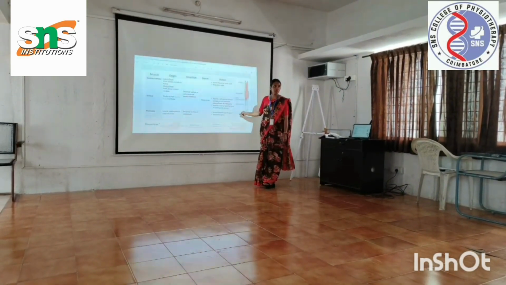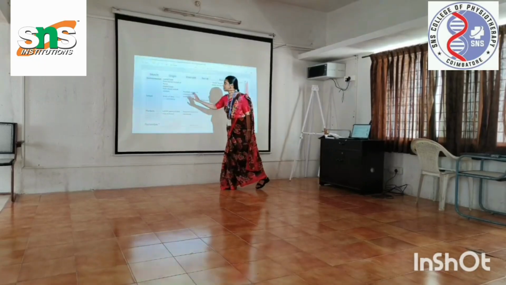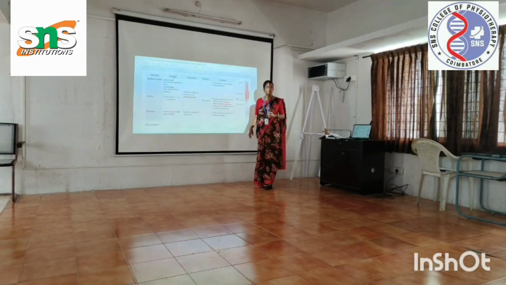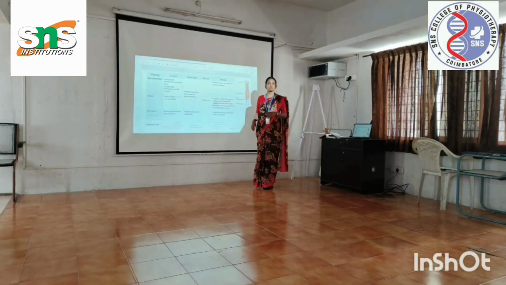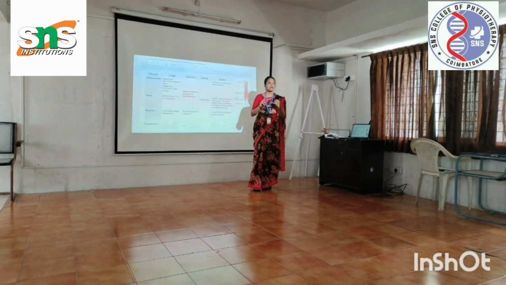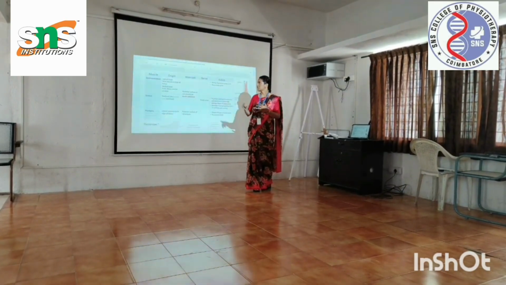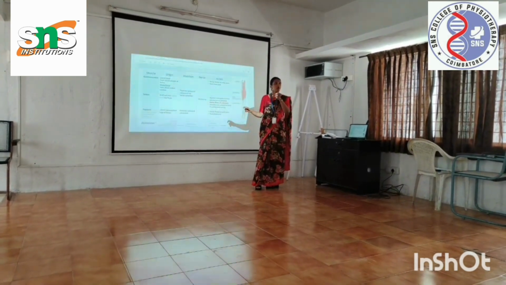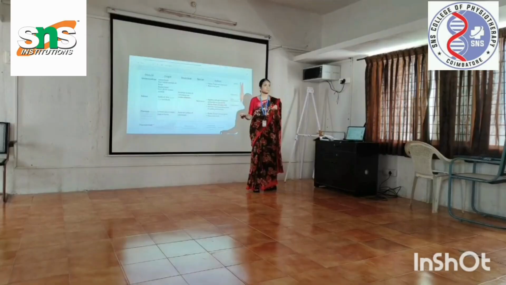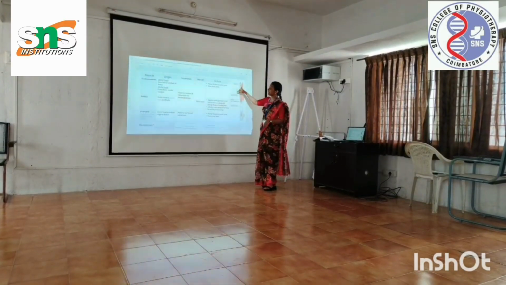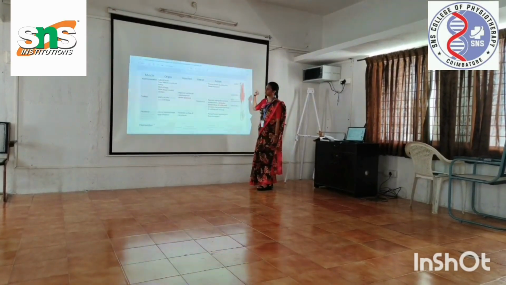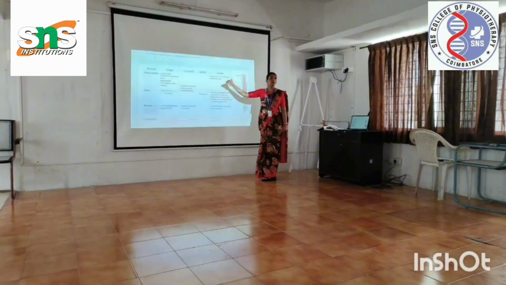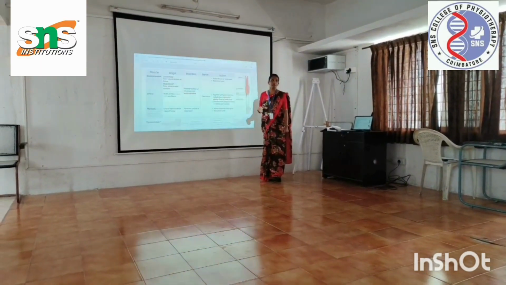For the gastrocnemius muscle we are going to see the origin and insertion. The origin starts from two heads. The gastrocnemius has two heads, the lateral head and the medial head. The name itself implies where the muscle comes from. The lateral head comes from the lateral condyle of the femur, and the medial head comes from above the medial condyle of the femur.